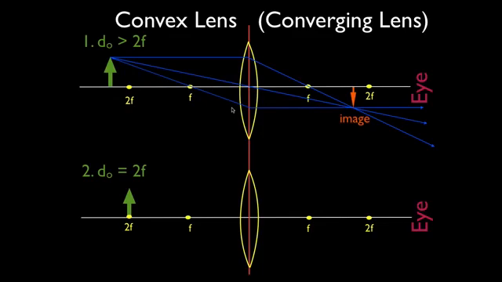Now, we want to summarize where the image is and all the information that we want to know about the image. In this case, when the object is greater than 2f away, the image will always be somewhere between f and 2f. The image will always be smaller than the object. The image will always be inverted, or upside down, and will always be a real image. Okay? So we've completed that problem.